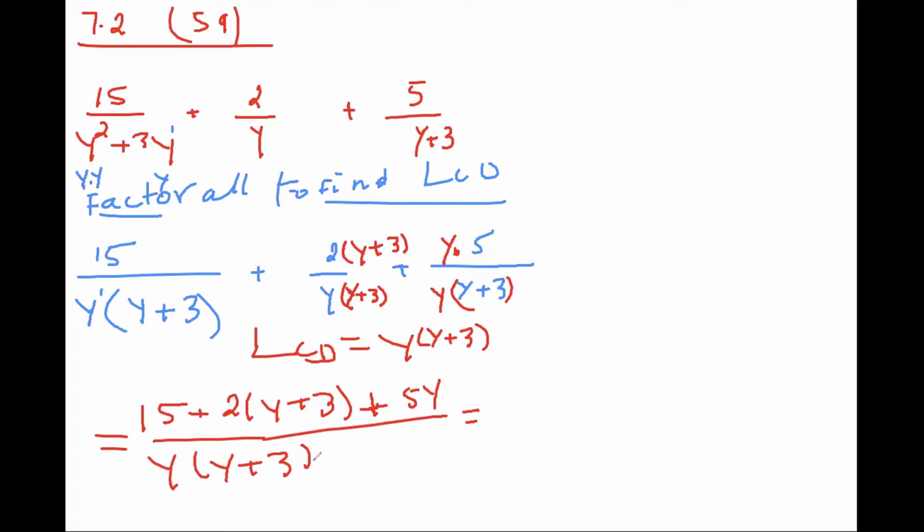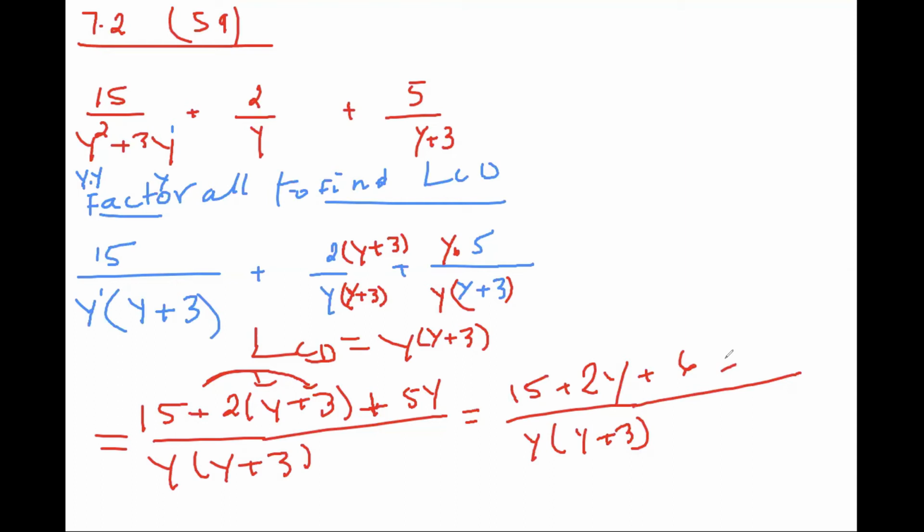So this stays the same, okay? You don't need to distribute the bottom. Just leave it like that. We're going to have to distribute this before combining like terms. It'll be 15 plus 2y plus 6, and plus 5y. Now we're going to combine like terms. We have these two together. That's 21, right? Plus what? Plus 7y. That's right.